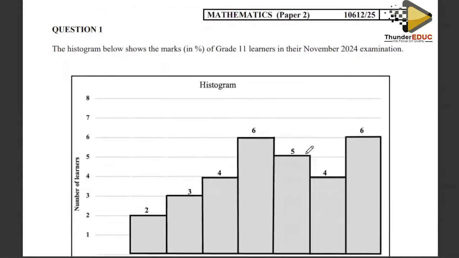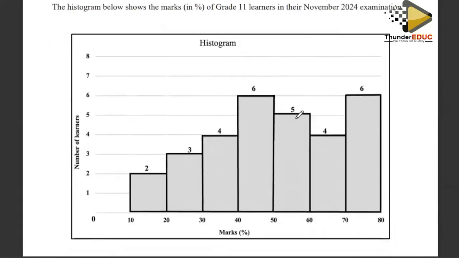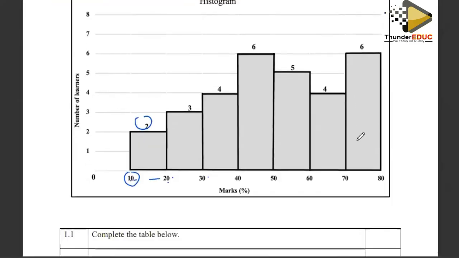All right, so question number 1, they're telling us that the histogram below shows the marks in percentage for the grade 11 learners in their November 2024 examination. The lower class interval starts at 10. Then 20, so between 10 and 20, we have 2 learners. Between 20 and 30, we have 3 learners, and so on. So the highest mark that could possibly have been achieved was 80%.